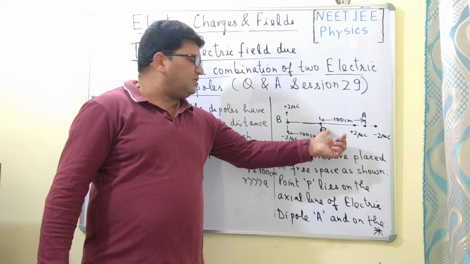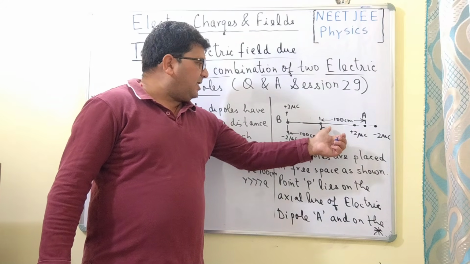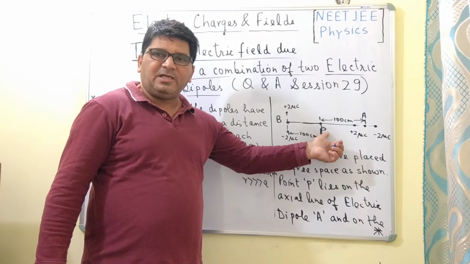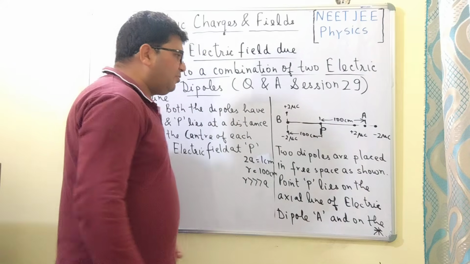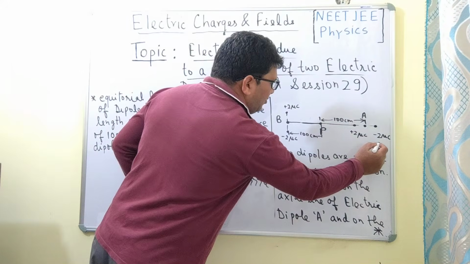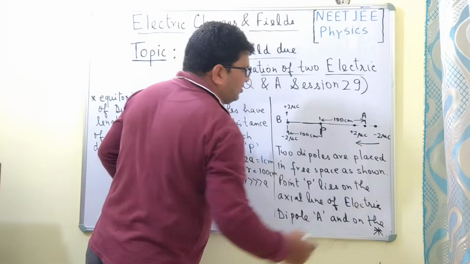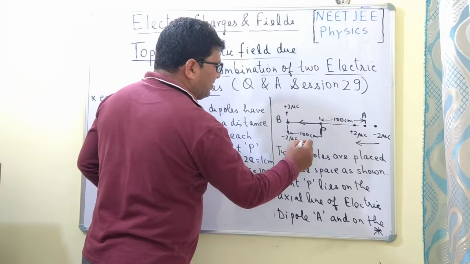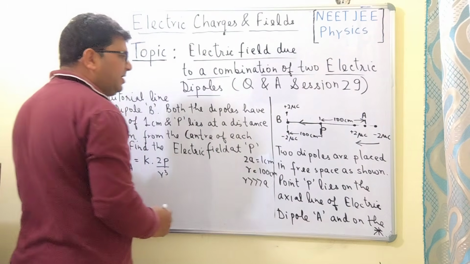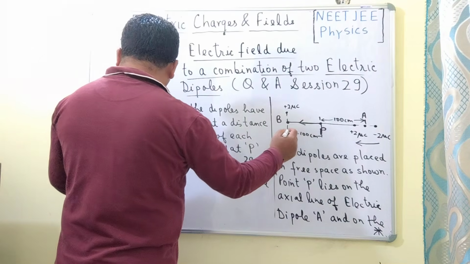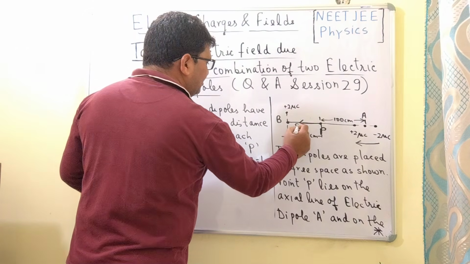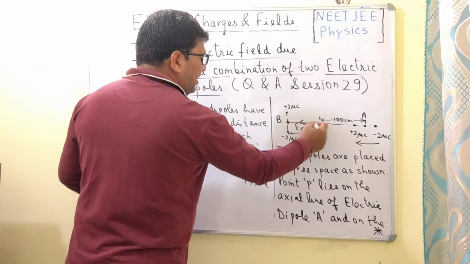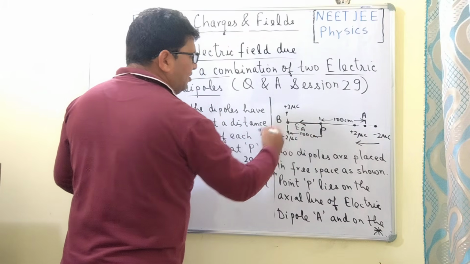Now when the point is lying on the axial line, the direction of the electric field is along the direction of the dipole moment. The direction of the dipole moment is from the negative charge towards the positive charge. So the intensity of the electric field due to this dipole will be EA, and its direction will be as shown by this arrow.